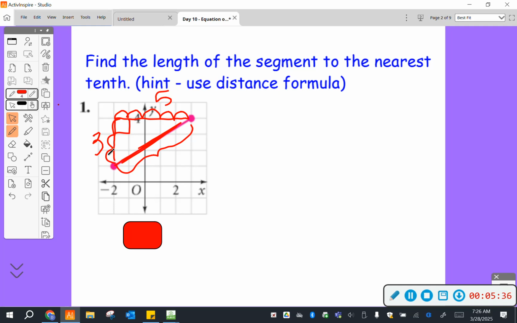Would this be a 3, 4, 5 triangle? It actually would not. Why? The slant should be the 5. And in this case, it's not. So this is not a 3, 4, 5 triangle. But you could do Pythagorean theorem to figure it out. Remember, the slant should always be the longest number in your triangle.